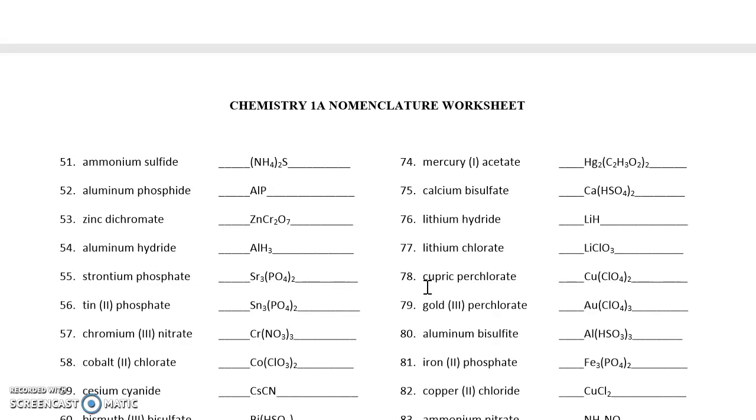This has been superseded by the Stock notation, the Roman numerals I referred to earlier. So we would just conventionally call this copper 2 perchlorate. But again, there are people still alive that would call this cupric perchlorate. So as an homage to them, let's make sure we're aware of what they mean when they say cupric perchlorate.